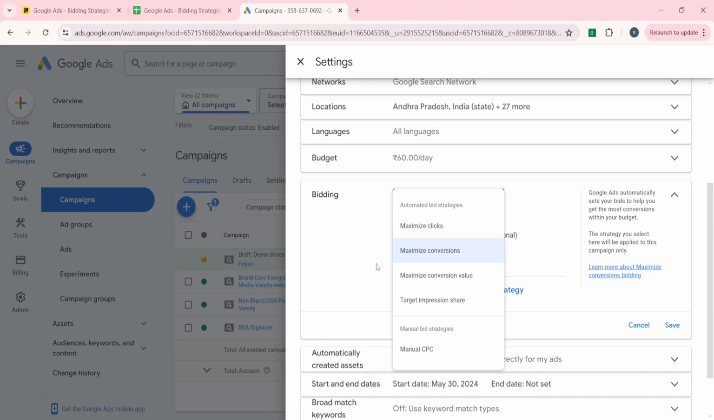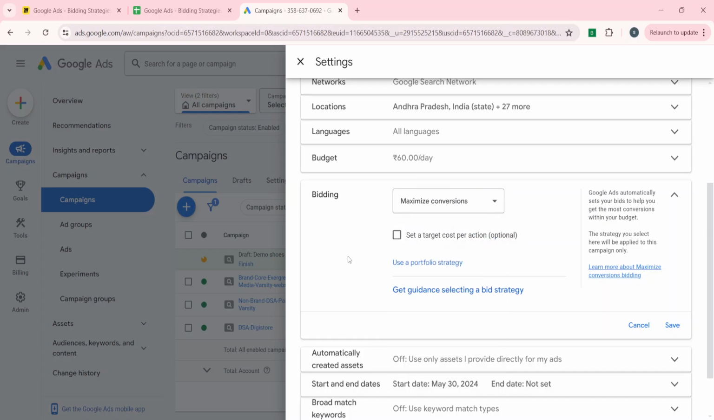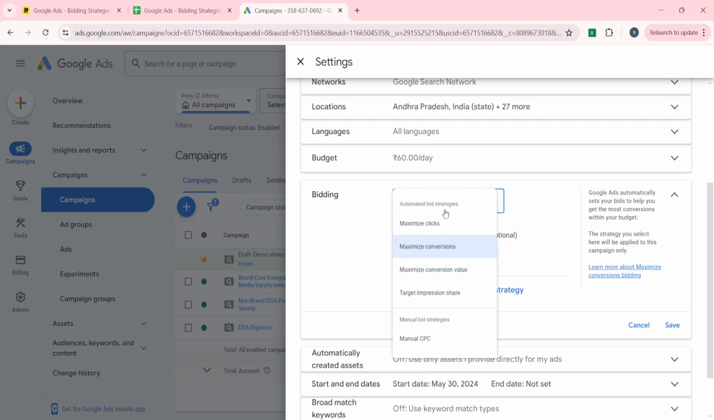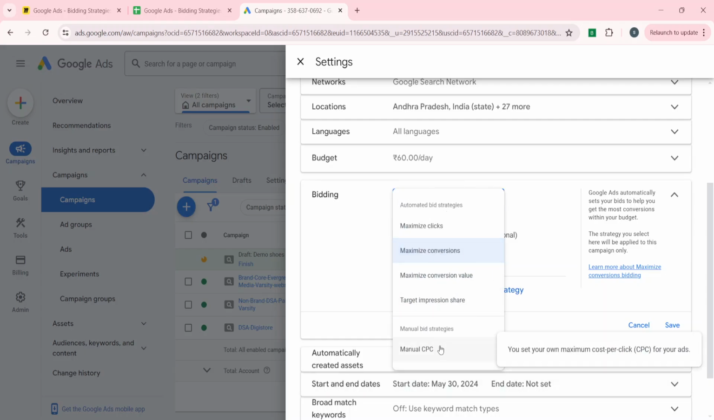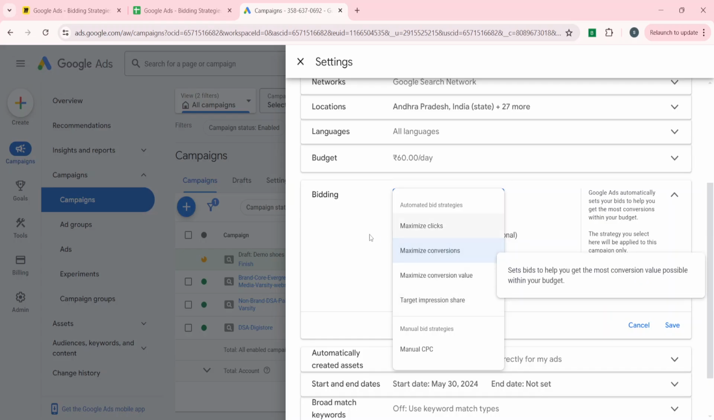But for using maximize conversions and maximize conversion value, as these are smart bidding strategies, they need some historical data. That is why I have told you that whenever you launch new campaigns, you have to use manual CPC. Or if we have other priorities like awareness, you can use maximize clicks, or for brand campaigns, you can use target impression share. But in the future, if you want to convert to maximize conversions or maximize conversion value, there are a few requirements.